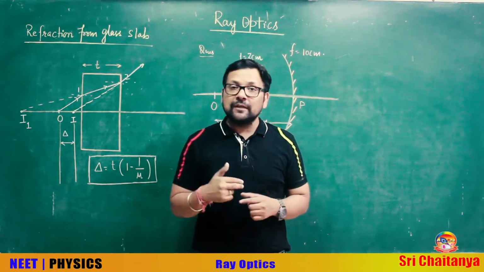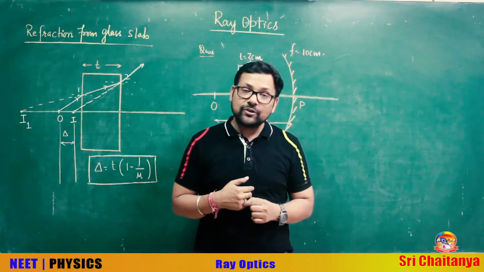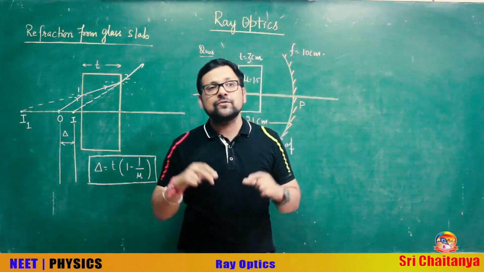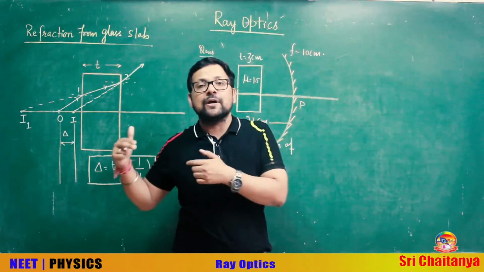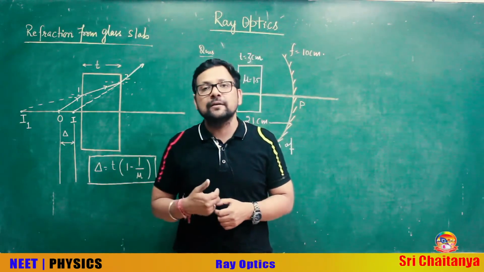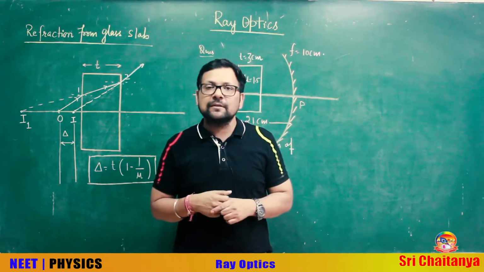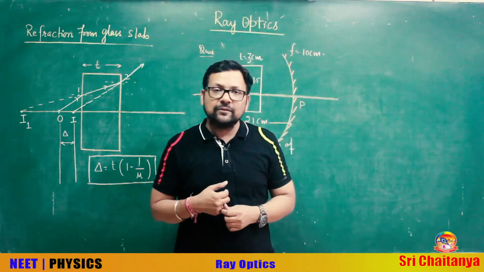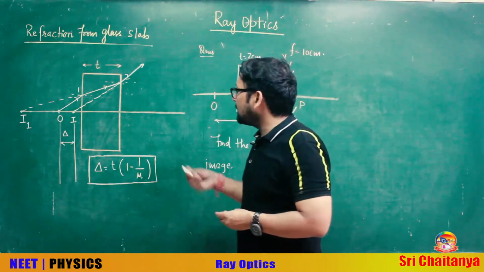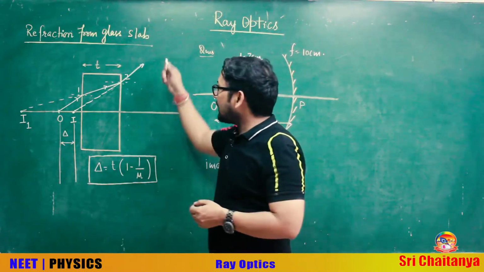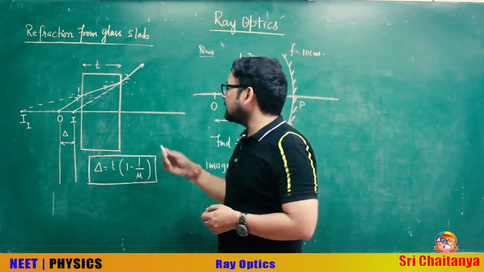But if you see a question of refraction with no incidence angle, then we use the spherical surface refraction formula, that is mu2 by v minus mu1 by u equals mu2 minus mu1 by r. That we will discuss in a later topic. So we are starting with refraction from a plane surface, and in this we are looking at refraction from a glass slab. We can see the ray diagram here.